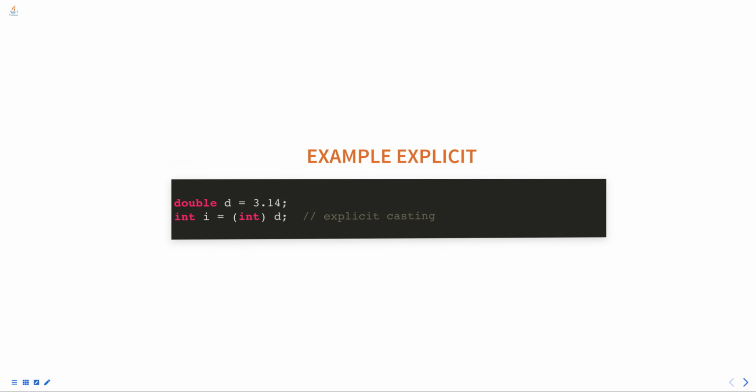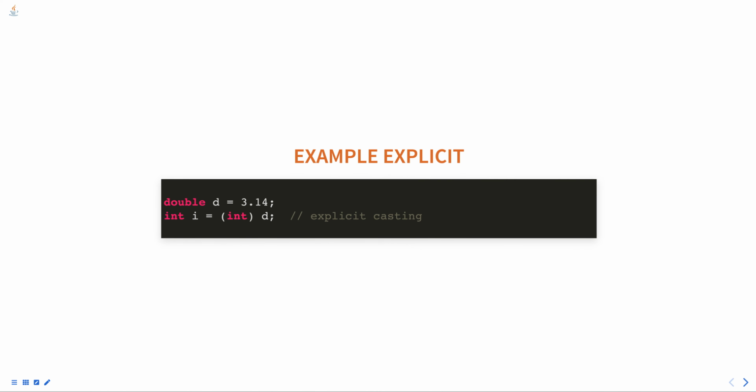Here is an example of typecasting in Java. In this example, the variable d is of type double and holds the value 3.14. The variable i is of type int and it is being assigned the value of d by explicit casting. The explicit casting is done by placing the type that you want to cast to in parentheses.